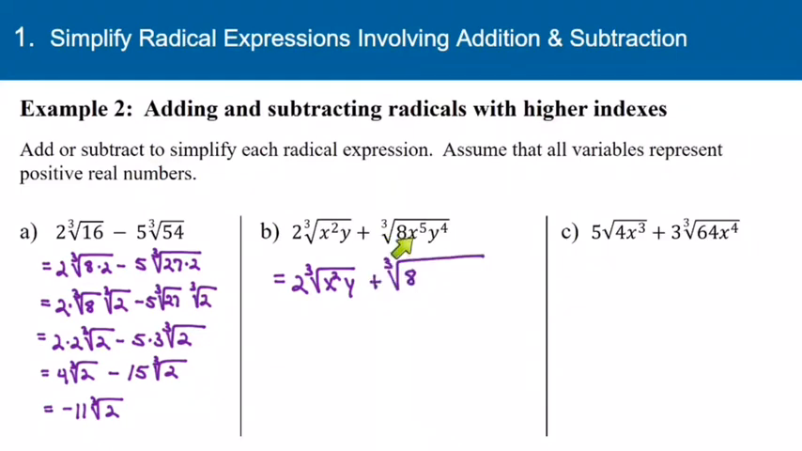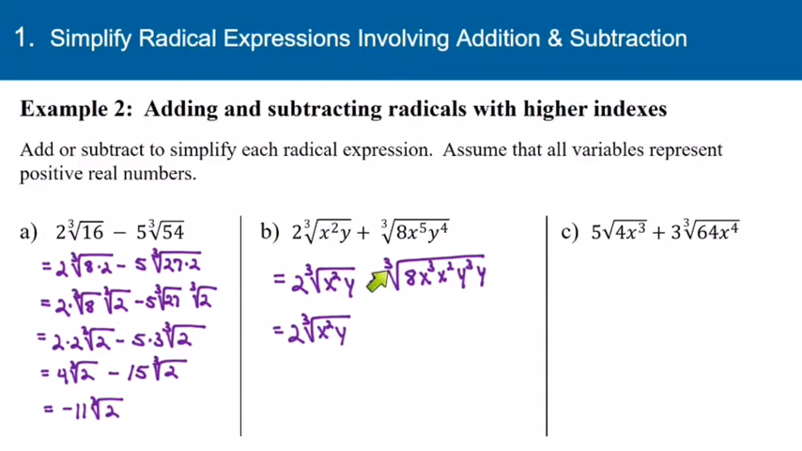And then x to the 5th can be written as x to the 3rd times x squared, and y to the 4th can be written as y to the 3rd times y. We do that so that we can see the third powers. Now let's go ahead and use our product rule for radicals on this second radical. We won't bother doing that with this first one because it can't be simplified.